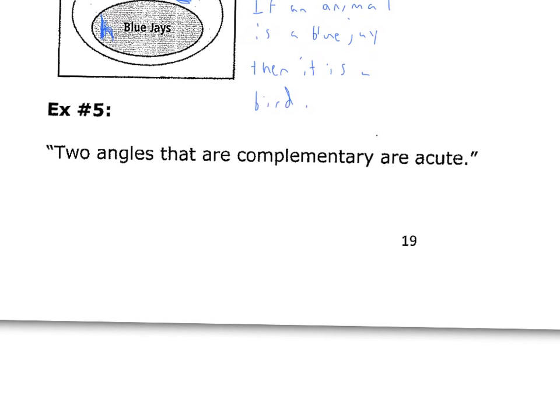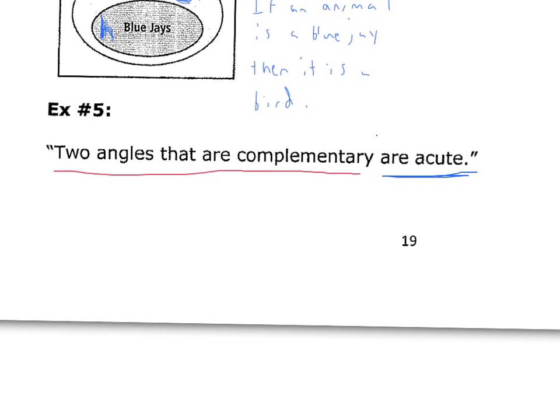Okay, it says two angles that are complementary are acute. Your hypothesis is going to be that two angles are complementary. Okay, that's what you're assuming. And then your conclusion is that they are acute. Okay, so let's write this as a conditional statement.